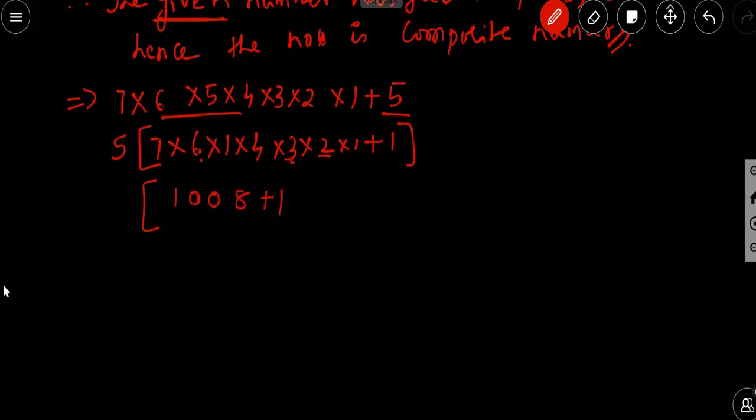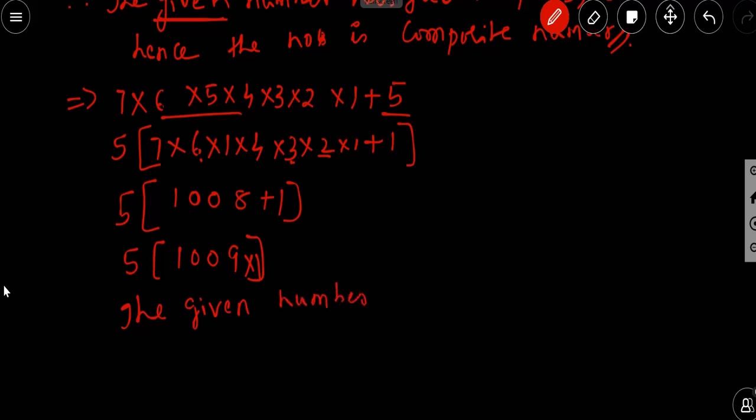1008 plus 1 will be equal to 51009. Okay, so we'll find out the prime factors of this. If you want, you can find the prime factors, or you can see how many numbers we have. We have 5, we have 1009, and one more value I can write as 1 here. So directly I can write that the given number has the factors 5, 1009, 1. Therefore, the given number is a composite number.